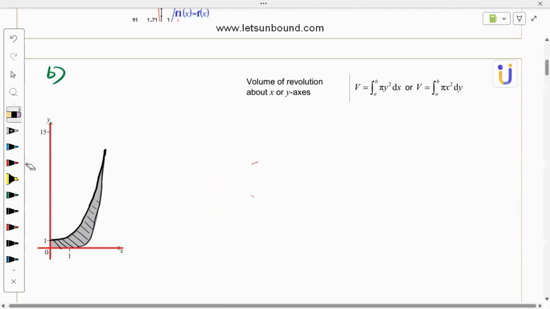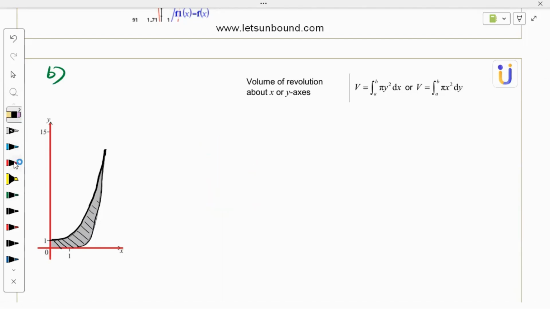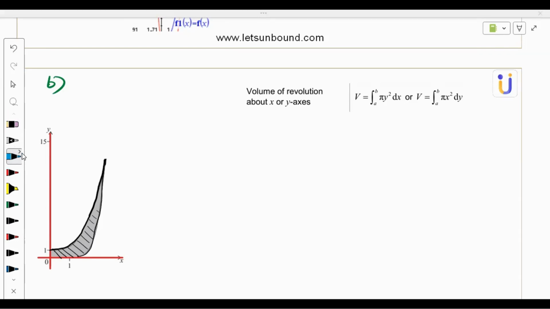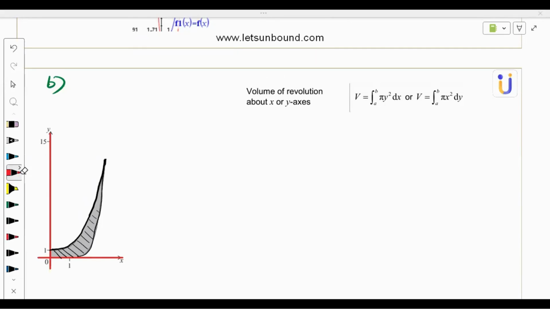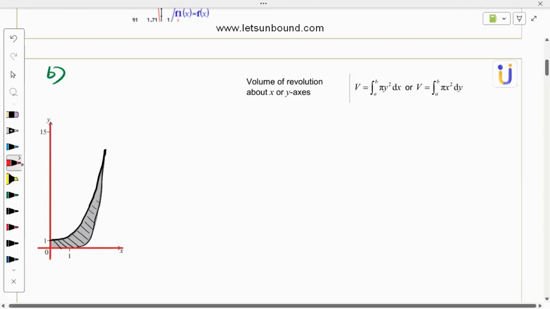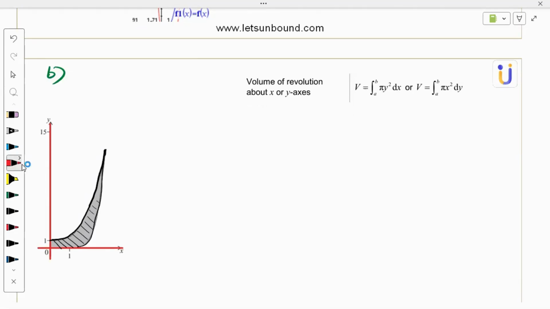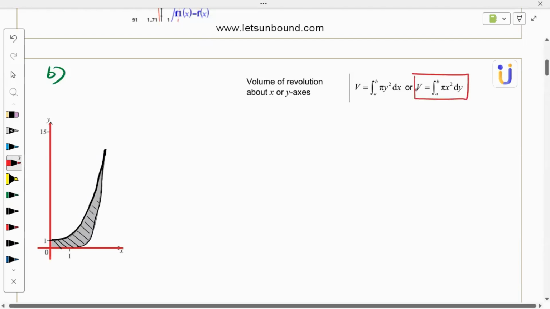So that's what they mean. Okay, and coming to this, the clue is 360-degree about the y-axis. The formulas are available in the formula booklet, but we need to choose which one to use. Since it is about the y-axis, for the inside of the finished glass, I will go with x squared dy.